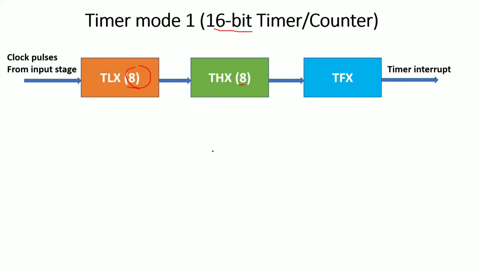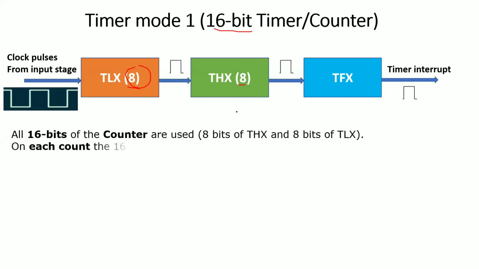Now, if you have a 16-bit timer or counter, what is the maximum count I can get? 65,536, which is 2 power 16. What is the maximum delay I will get? Again 65,536 microseconds, because the time period is 1 microsecond, since we have divided the frequency by 12. Whenever you give this frequency, the timer lower byte will increment. After counting 256 clock pulses, it will overflow and increment the higher byte. After that overflows, it will set the overflow flag, and the overflow flag becomes 1.